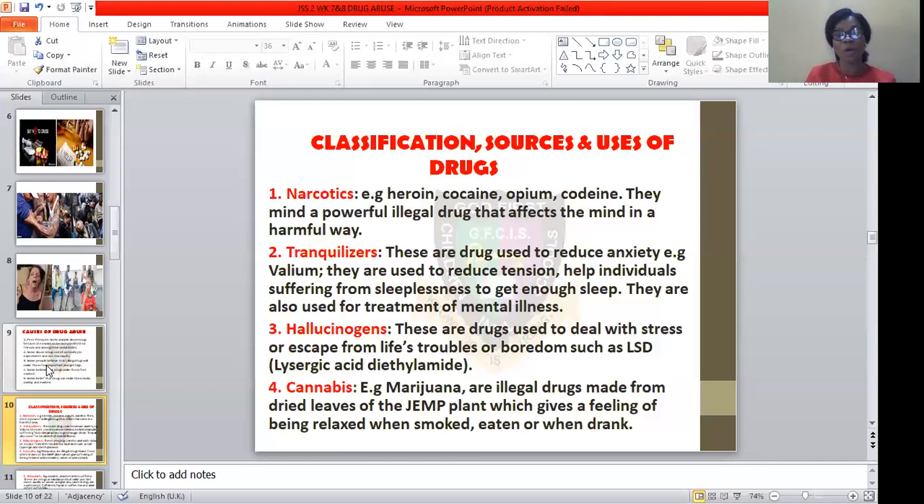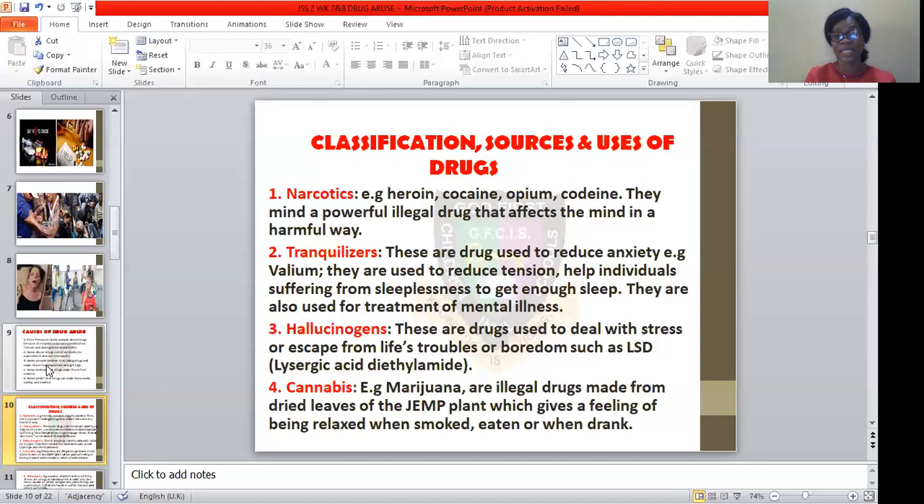Another example is the one we refer to as the cannabis. This can be seen in marijuana. And like I said, they are illegal drugs made from dried leaves, especially the ones you can get from a plant referred to as hemp, H-E-M-P, hemp plant, which gives a feeling of being relaxed, especially when smoked, eaten, or drunk. Do you know some people mix weed?